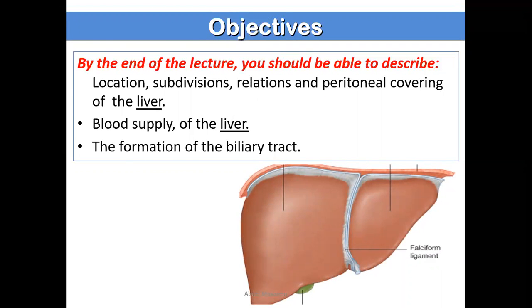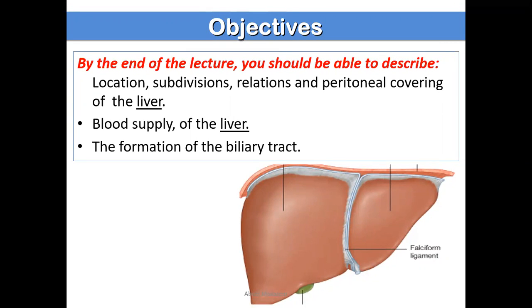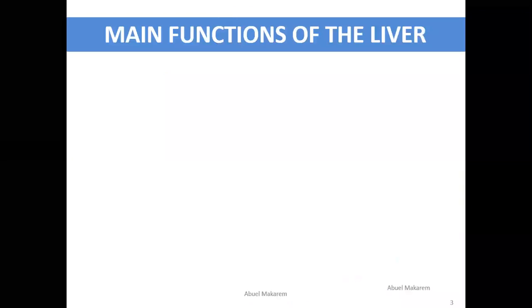Coming to the objectives which will be covered in this lecture: one, we should be able to know the location of the liver, the subdivisions, relations and peritoneal coverings of the liver, then the blood supply of the liver as well as the formation of the biliary tract, biliary system. Okay, so these are the specific objectives related to this topic.